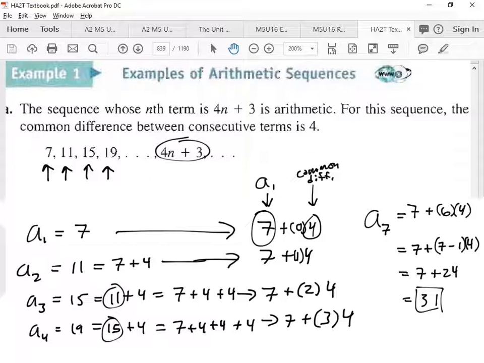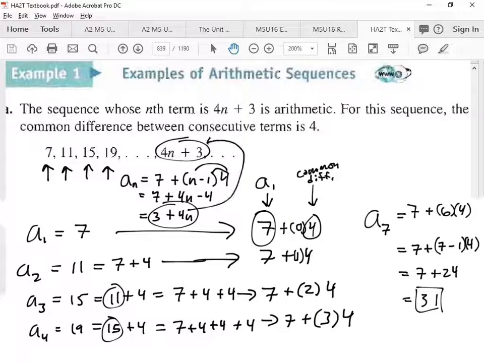Check it out. Our rule right now is a sub n equals 7 plus n minus 1 times 4. Why is it n minus 1? Because we just showed it. If we take 1 less than the term number, multiply it by the common difference, and then add it to 7, we'll get our answer. But we can simplify this. 4 times n and 4 times 1 would be 7 plus 4n minus 4. And then 7 and negative 4 is 3.